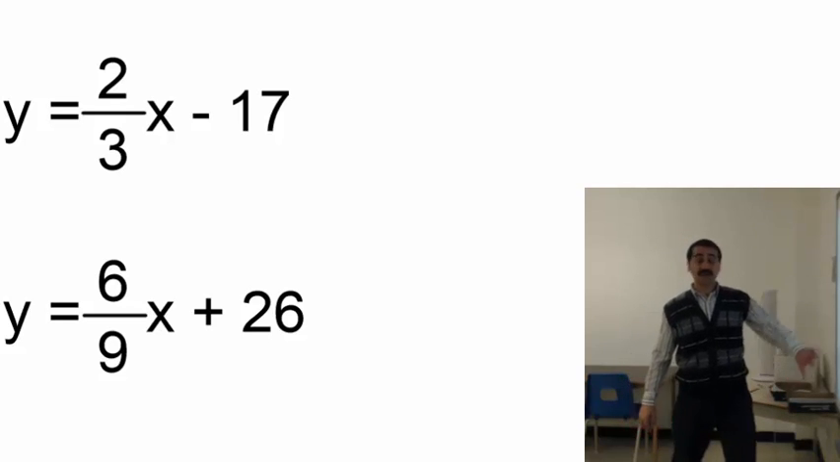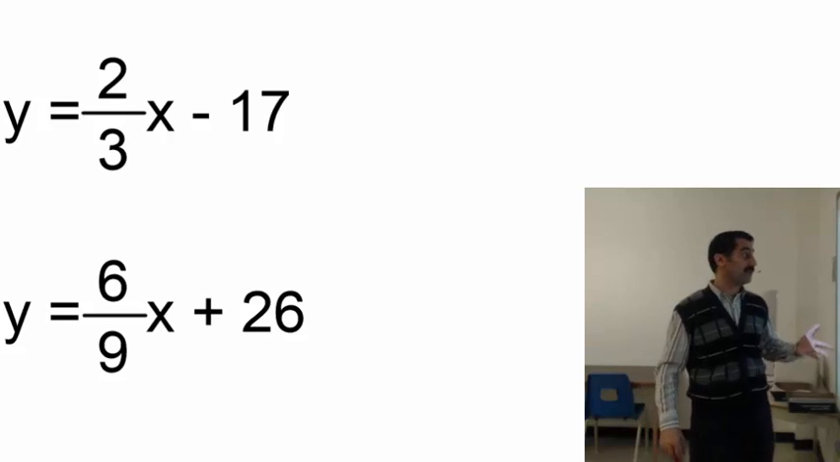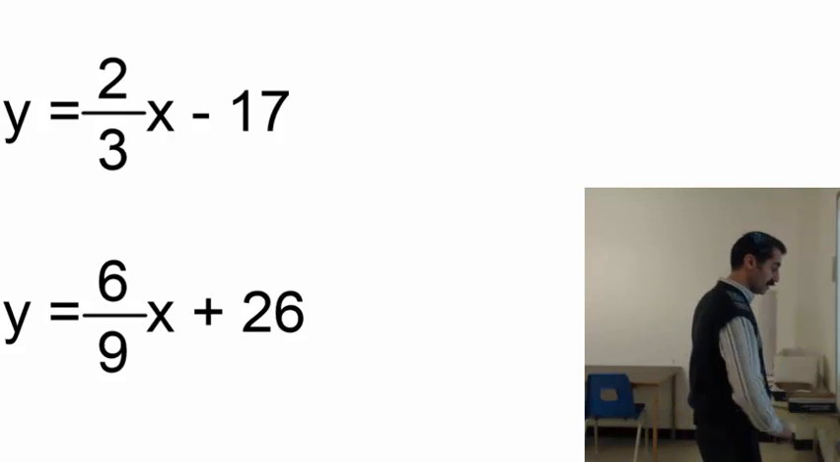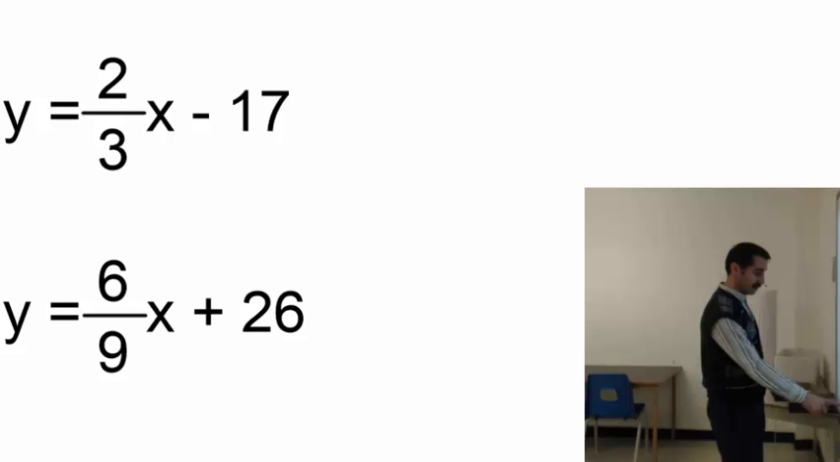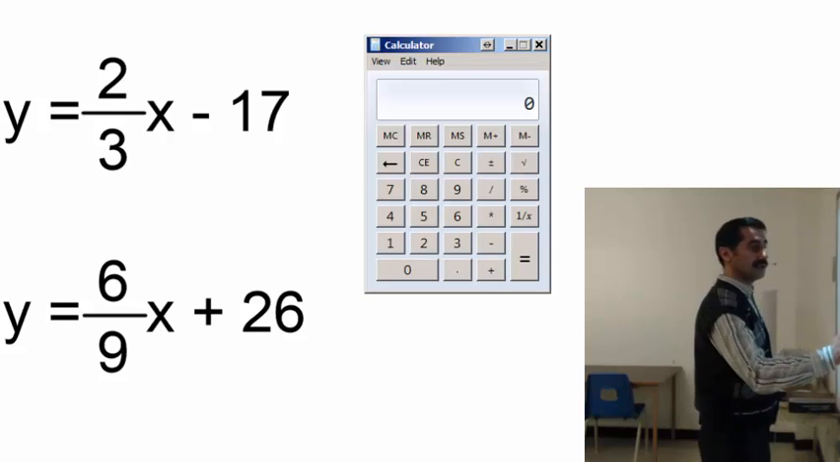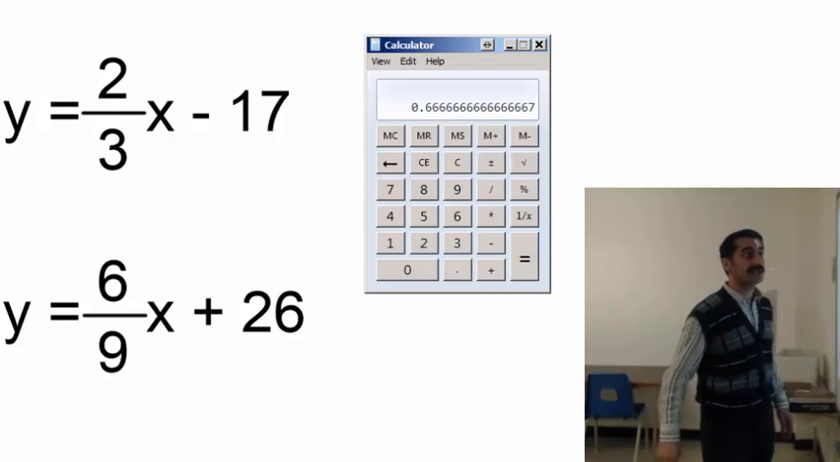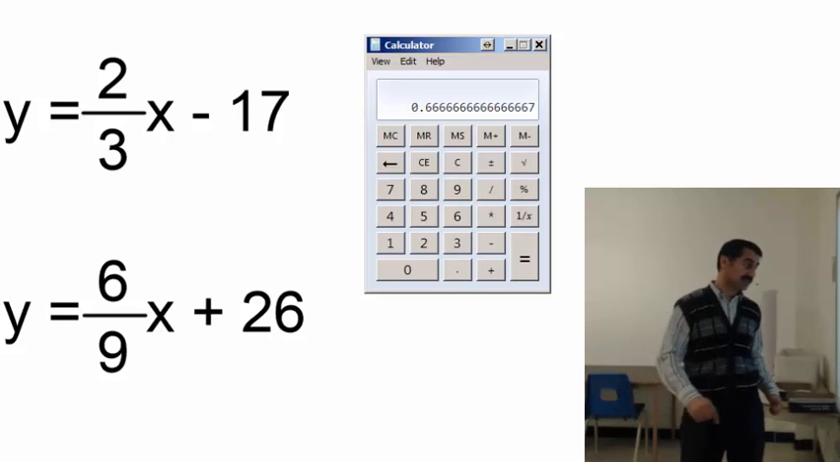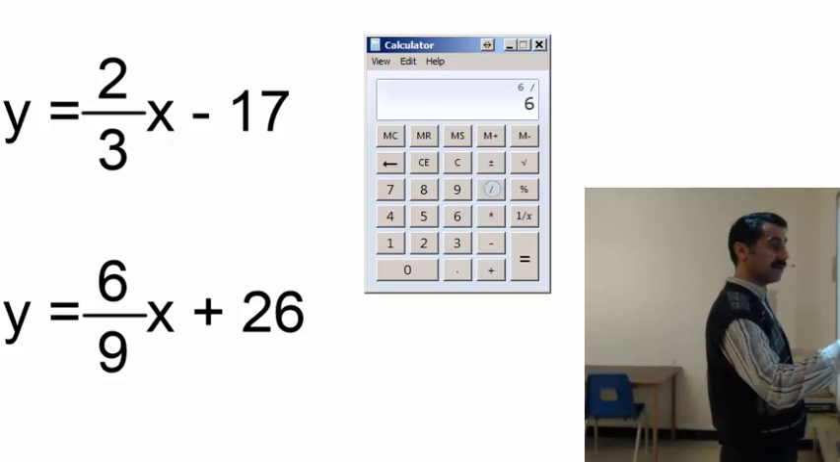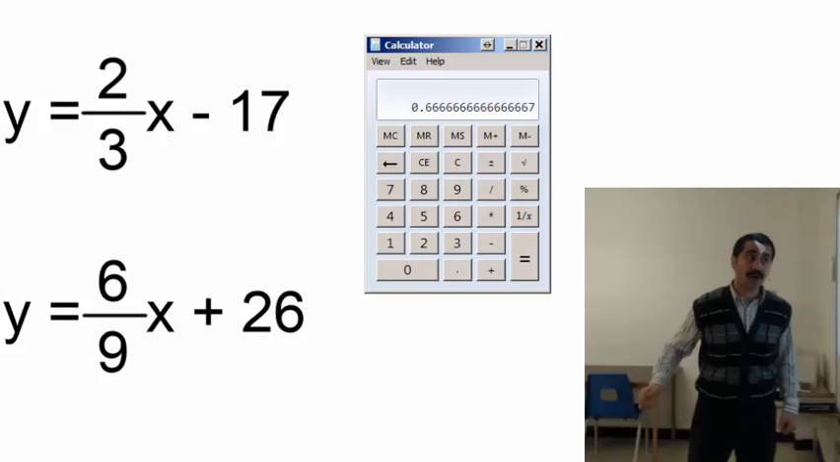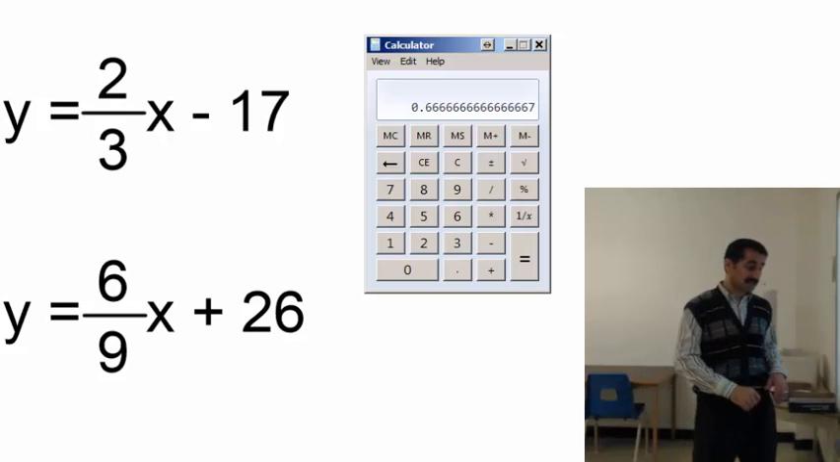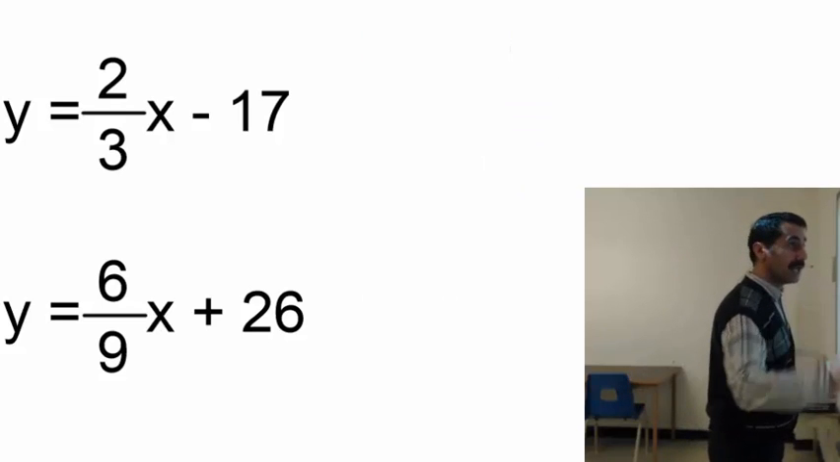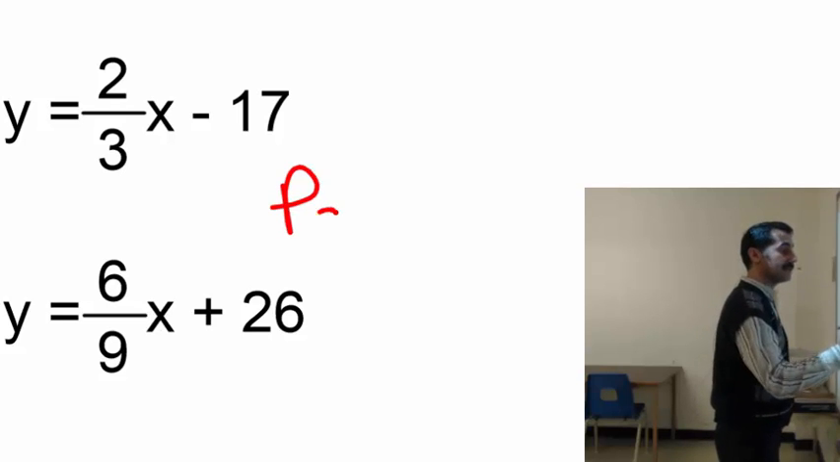Next, I got this, and I don't see opposite signs, so they are not perpendicular, but they might be exactly the same number. Let's calculate. What is 2 over 3? It's 0.666666. What is 6 over 9? It is also 0.66666, meaning they are parallel lines.